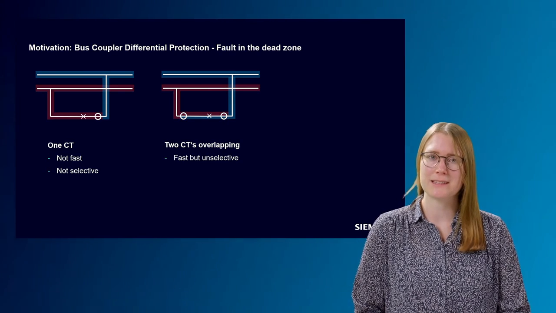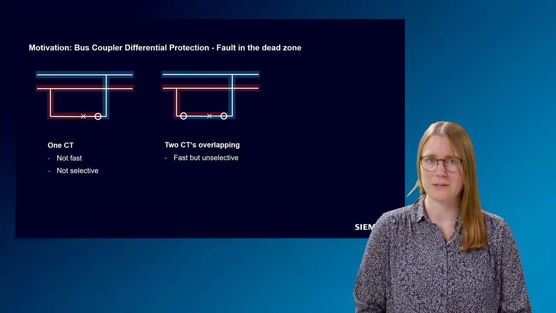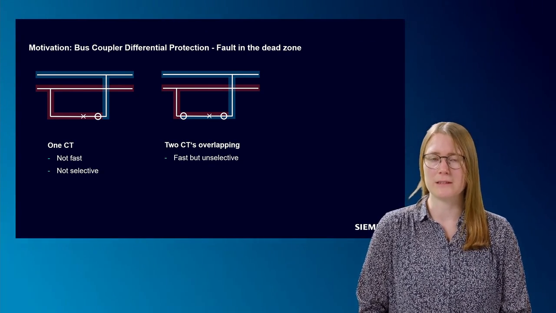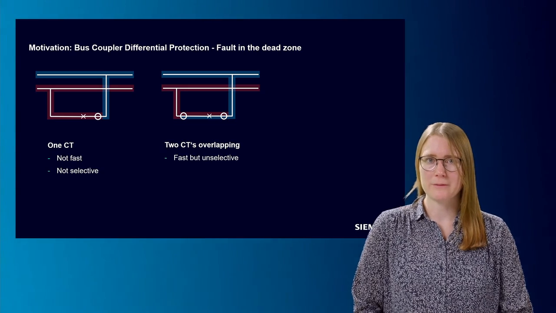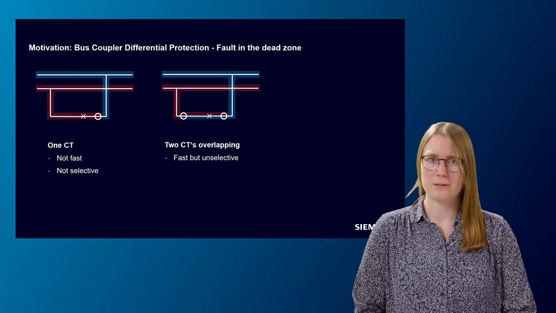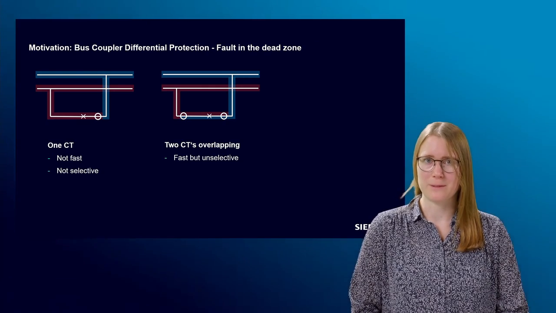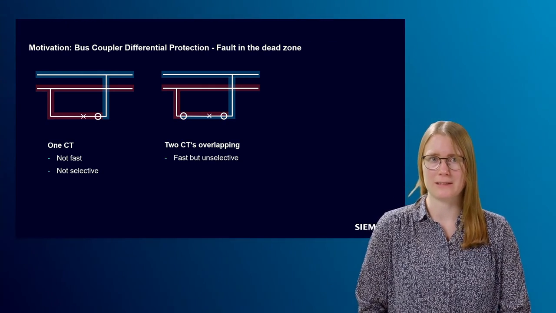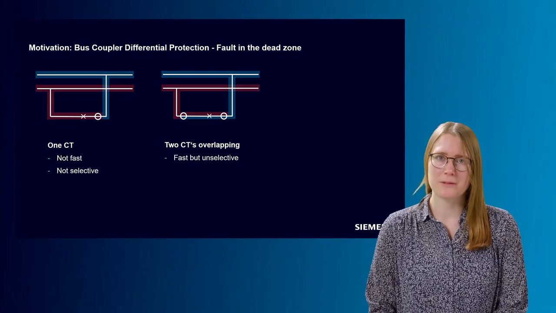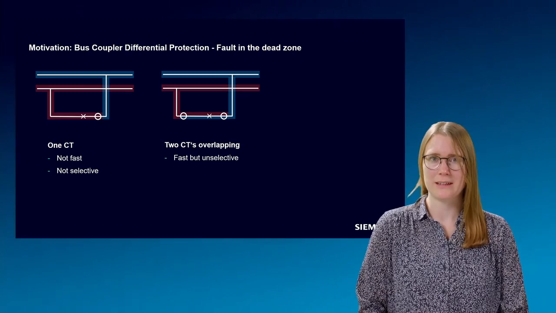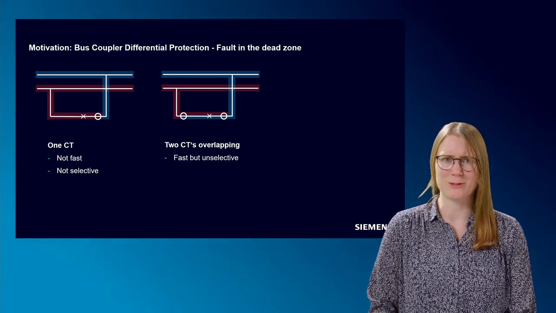That means in this example, the left CT is assigned to the upper bus in blue, the right CT is assigned to the lower bus in red. In case of a fault in the dead zone between the two CTs, both bus zones will trip. This means a very fast but unselective trip. If you have two CTs not in overlapping mode, the dead zone is not protected. This is, of course, not a solution.